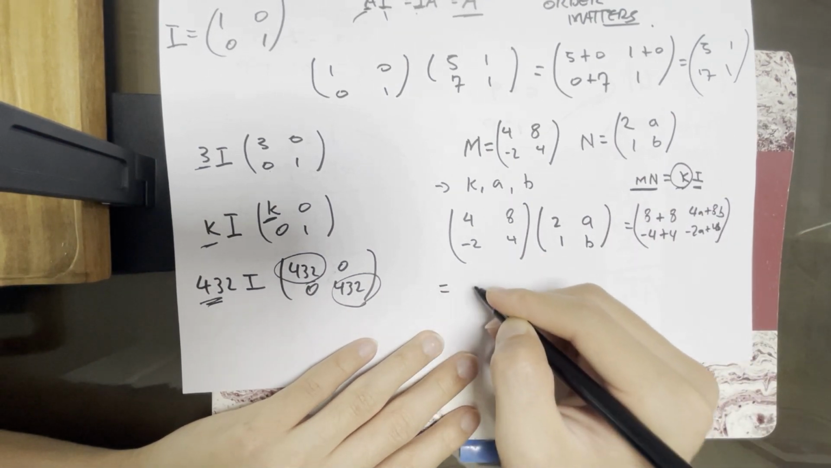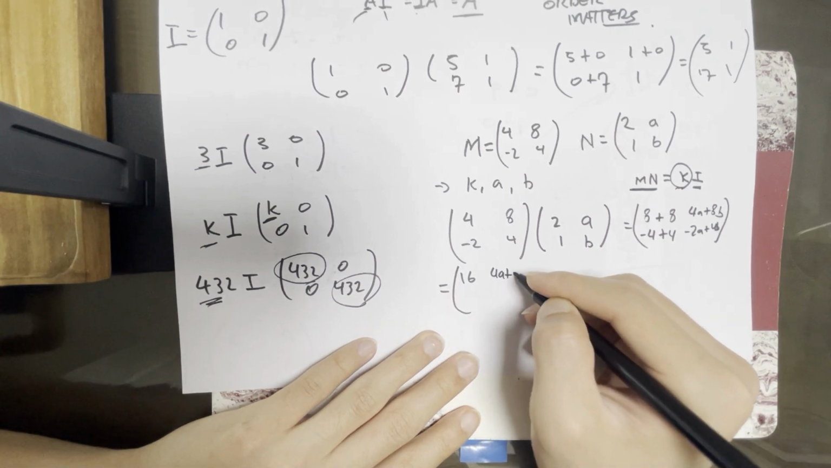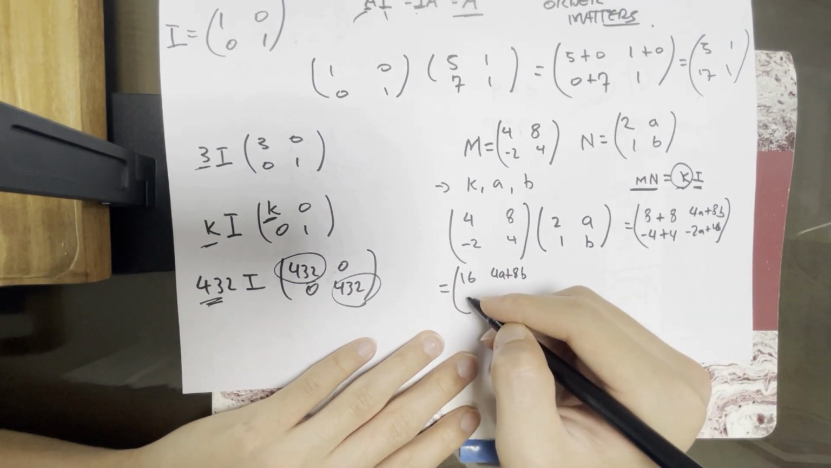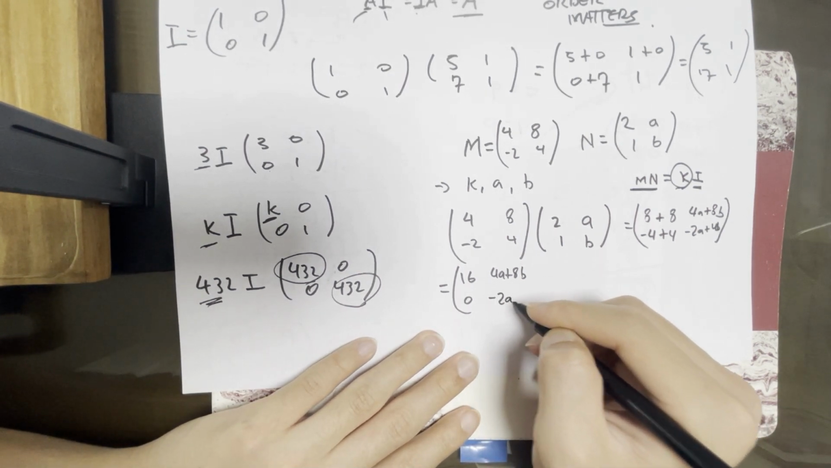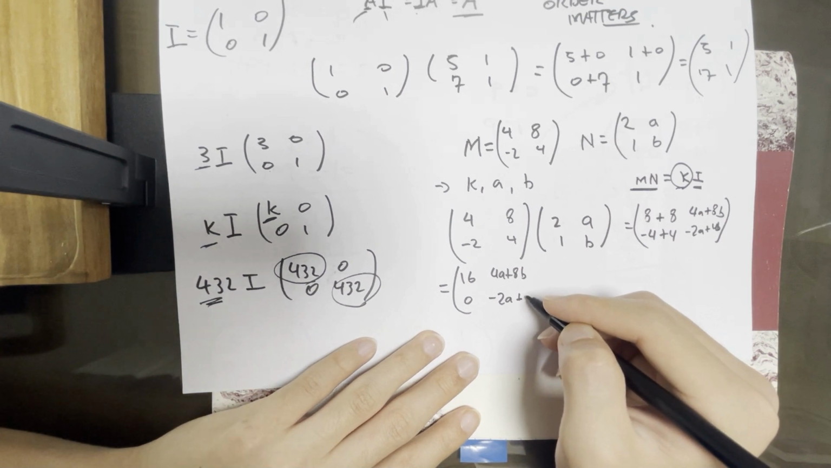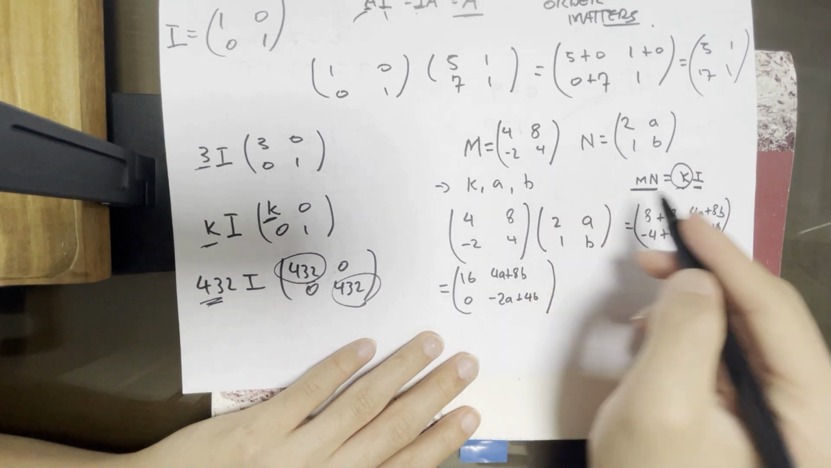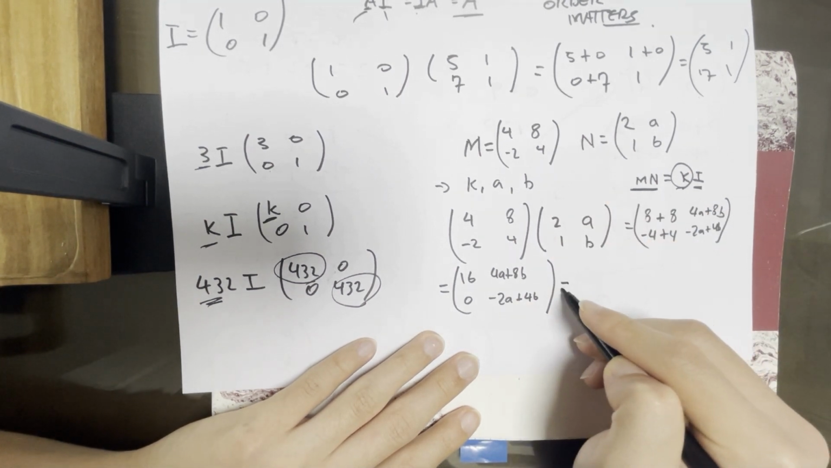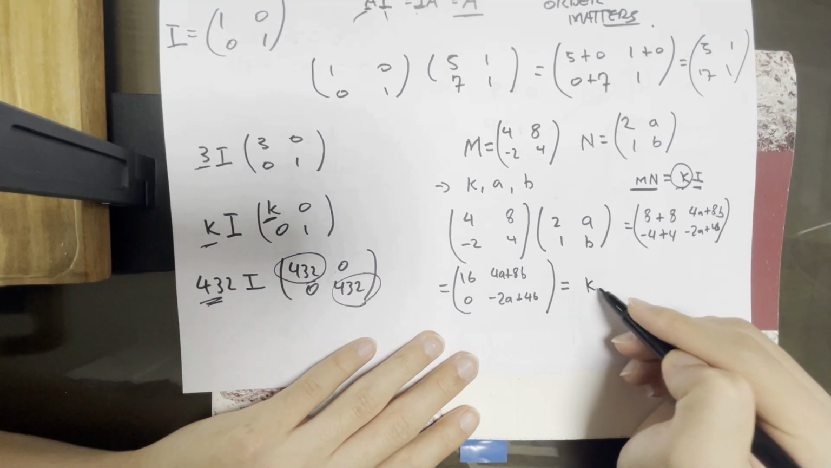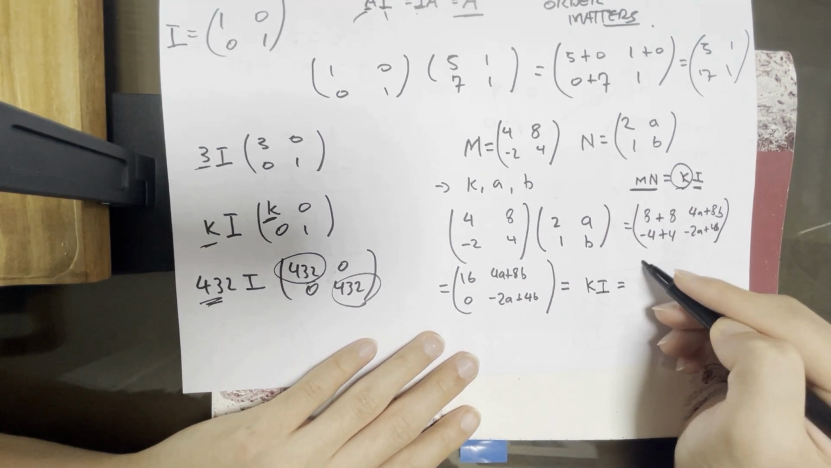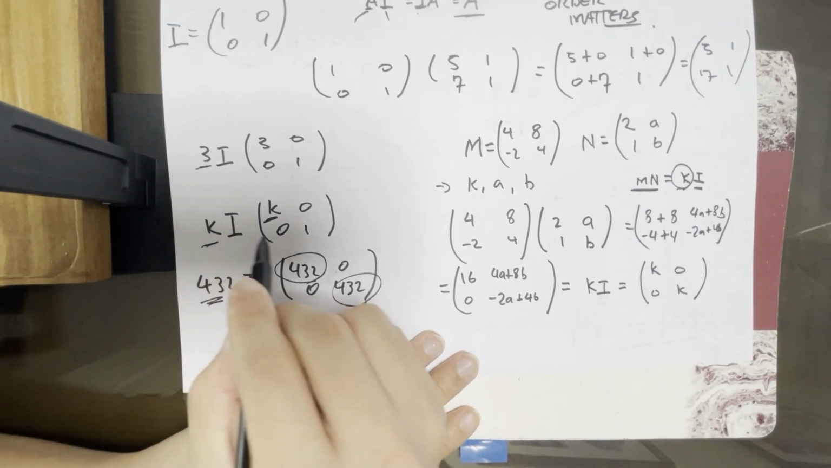Simplify, we get 16, 4a plus 8b, minus 4 plus 4 gives us 0, and minus 2a plus 4b. That is MN. And MN is now equal, this matrix is equal to kI, which is equal to [k, 0, 0, k], which we just did.